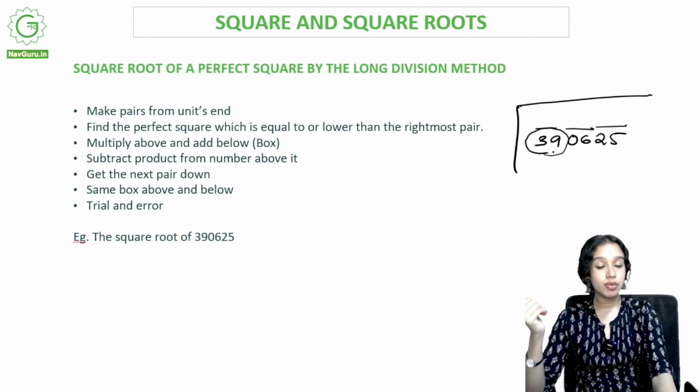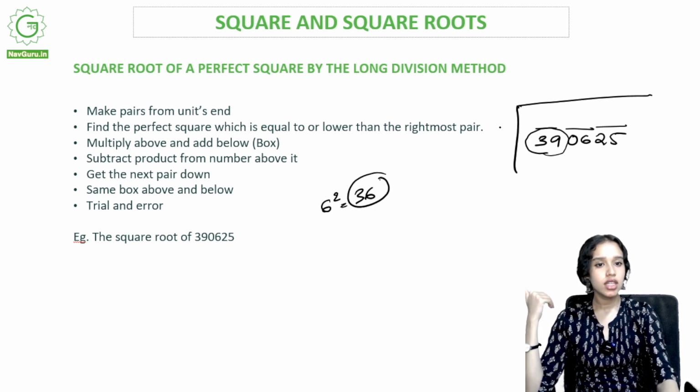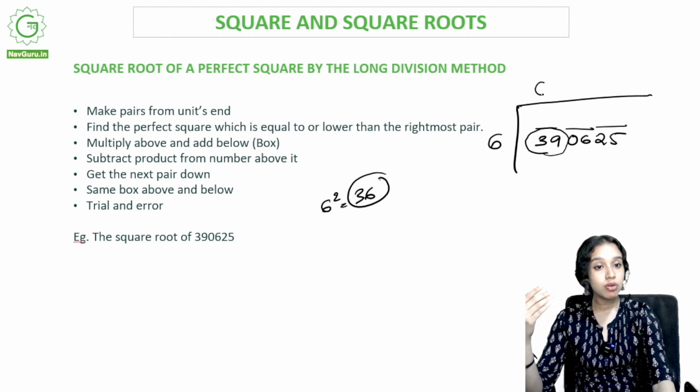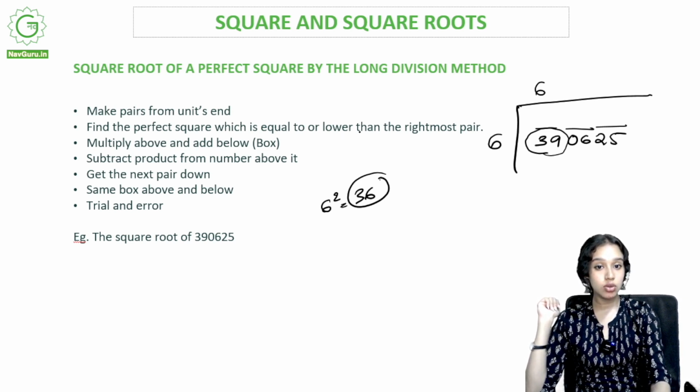So which is the perfect square which is very close to 39? We all know that 6 square, which is 36, is closer to 39. So we put 6 here in the divisor and we put 6 here on the quotient. So this is what is said when I say that make pairs from the unit end, find the perfect square which is equal to or lower than the rightmost pair. Now multiply above and add below. So now we add this number here.